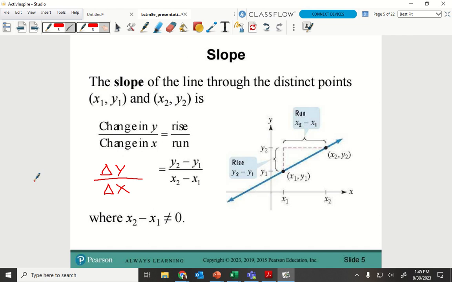Why can the bottom right here, why can this not equal 0? Anyone? Why can it not? That's what this means. Why can this not equal 0? Any fraction. Why can the bottom number not equal 0? Yeah. Because that wouldn't make it a fraction.